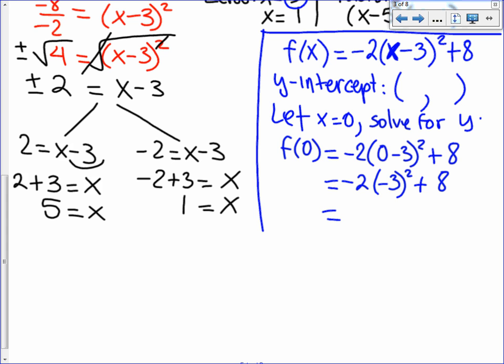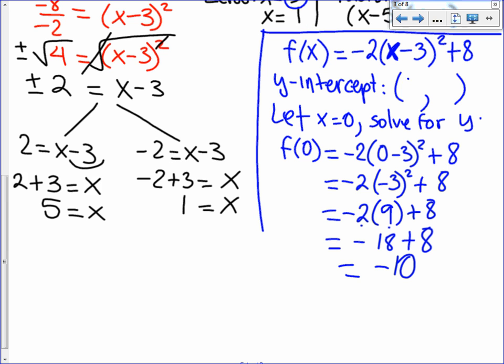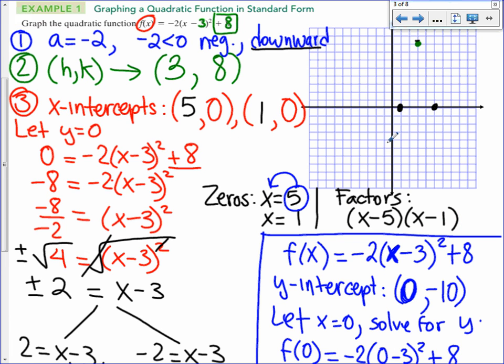Should I multiply -2 times -3? No. First we do the square. So that will be (-3) squared, that is positive 9. And then we multiply. Should I add 9 plus 8? No. First we multiply. So -2 times 9 is -18 plus 8. And so that will be -10. So that tells me that the y-intercept will be the point (0, -10). What's the last one?